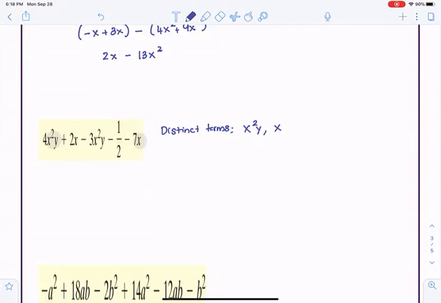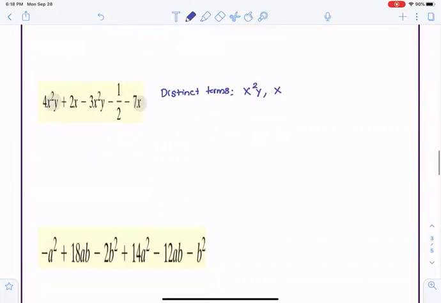But if you have a bunch of numbers, which is what I mean when I say a constant, you can combine all the numbers together. So I'm going to bring all the x squared y terms close together. So I have 4x squared y minus 3x squared y. Having parentheses always helps. Plus, bring all the x terms together, 2x minus 7x. That leaves us with one term, which is negative half.